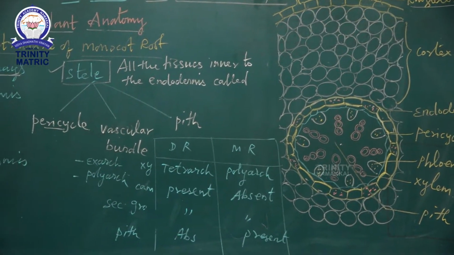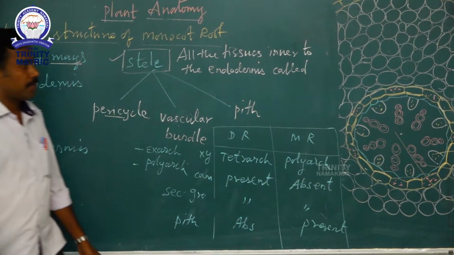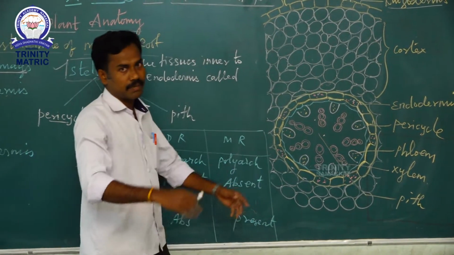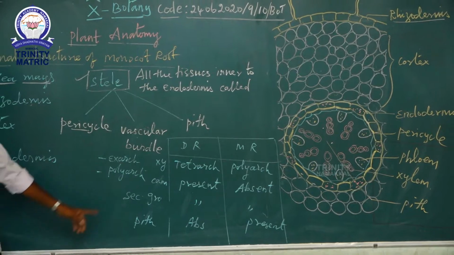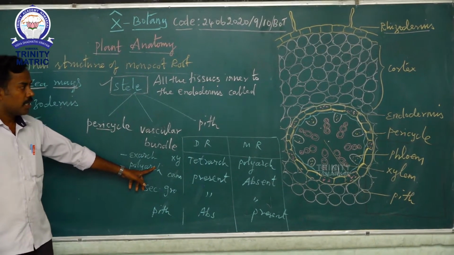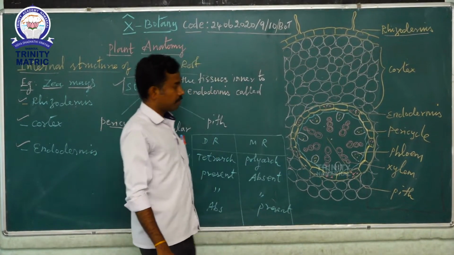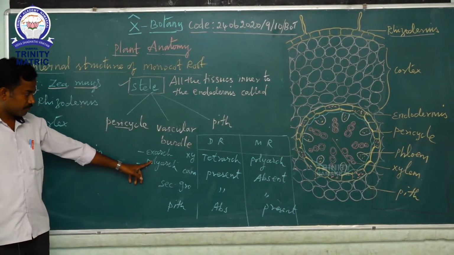And polyarch: poly means many. See the many xylem arches: 1, 2, 3, 4, 5, 6, 7, more than 7. That is many arches. So poly means many, and arch refers to the xylem elements. That is polyarch, having many xylem elements.